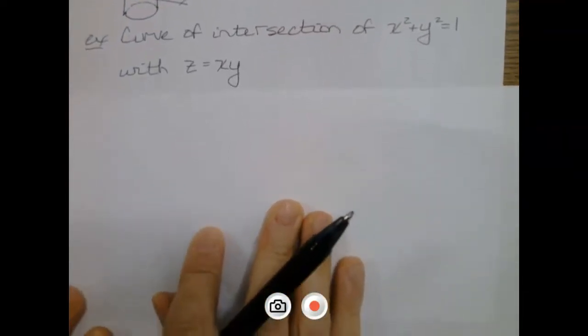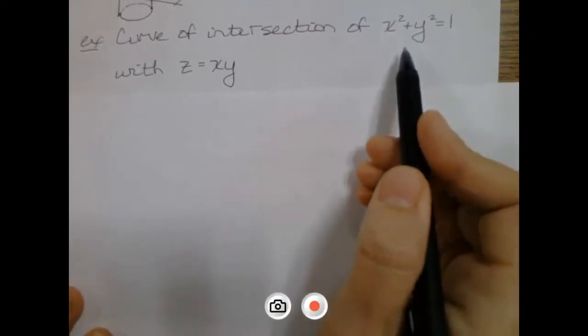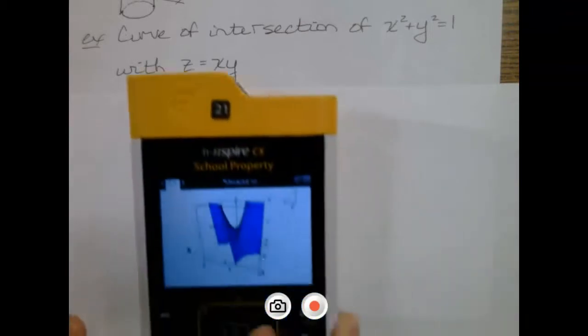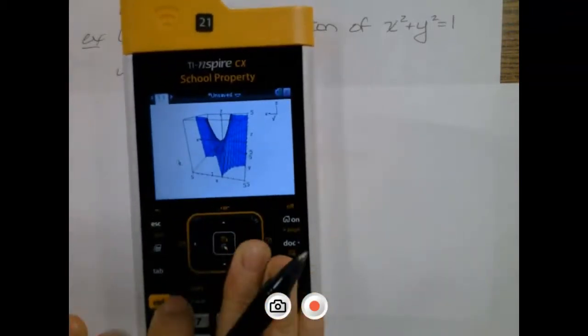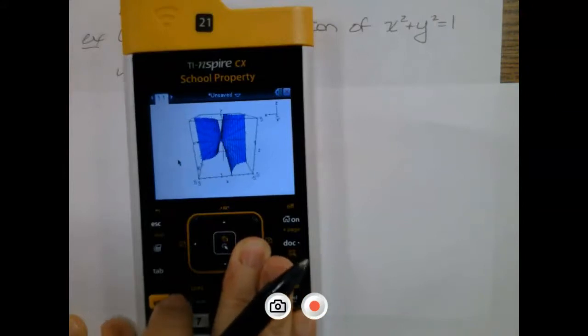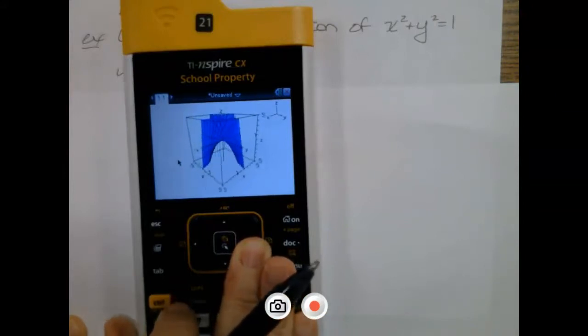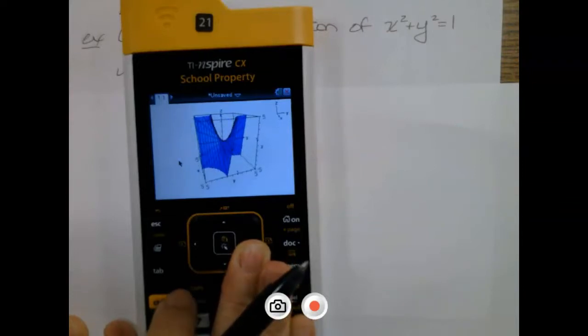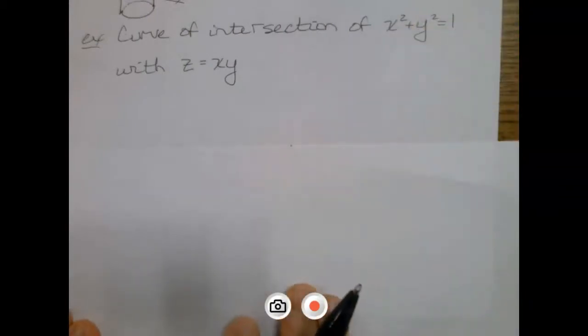Similar to this, I still have a cylinder, x squared plus y squared equals 1. But now I'm going to intersect it with not a plane. Z equals x times y looks like this. I'm going to spin it around a little bit so you can see. When I intersect the cylinder, it's going to go through the middle of that. So I'm going to get some kind of interesting curve that goes up the sides of the cylinder a little bit. I'm not going to attempt to draw that, but we can attempt to write parametric equations for that.